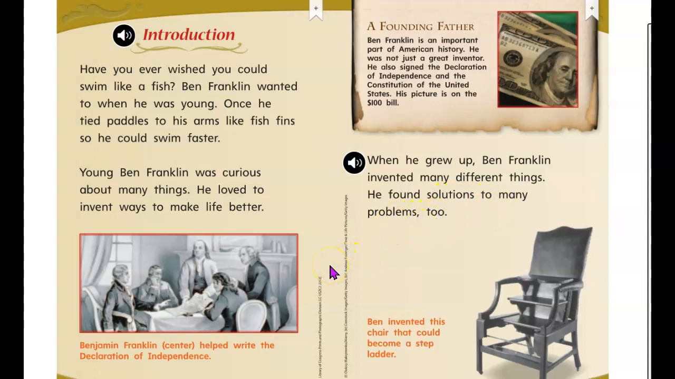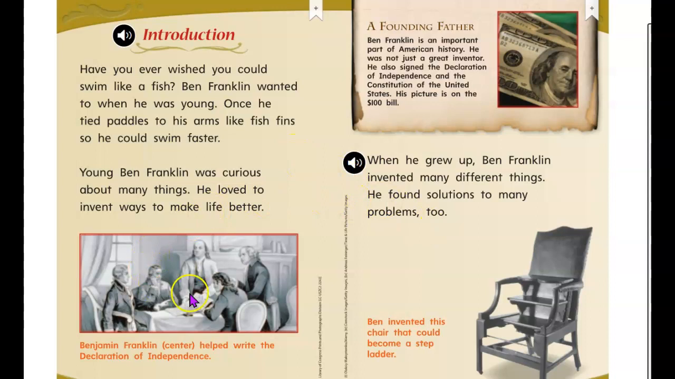Okay, right away, boys and girls, I have 3 character traits of Benjamin Franklin. I have found out that he is curious, and he is an inventor because he invented many things, and he found solutions to many problems. So he is also a problem solver. So he's curious, he's an inventor, and he's a problem solver. So I'm going to be adding those to our bubble map in just a moment for you to see.